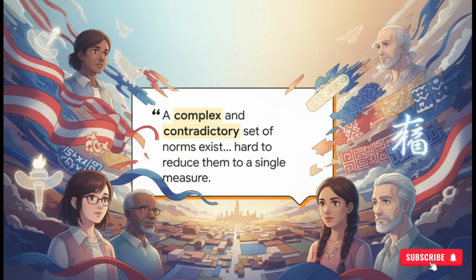And Schildkraut's data backs this up perfectly. The findings explicitly point out that a complex and contradictory set of norms exist, and it is difficult to reduce them into a single measure of Americanism. The numbers prove that being American today is defined by a broad, highly varied range of norms that perfectly reflect the layered history we just walked through.